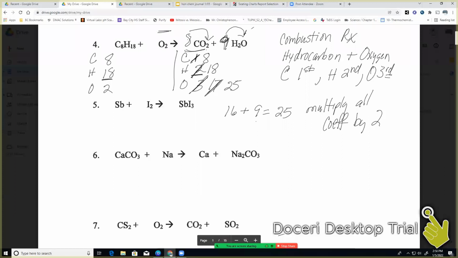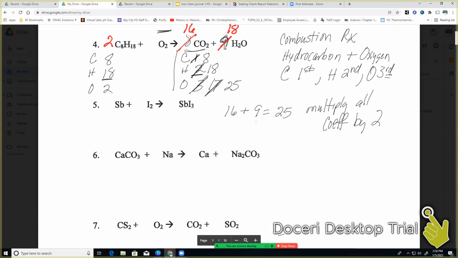All right, I'm going to leave out oxygen because I never got it balanced. So I'm going to deal with my other ones. So 1 times 2 would give me 2 here. 8 times 2 would give me 16, and 9 times 2 would give me 18. Does that all sound good right now?